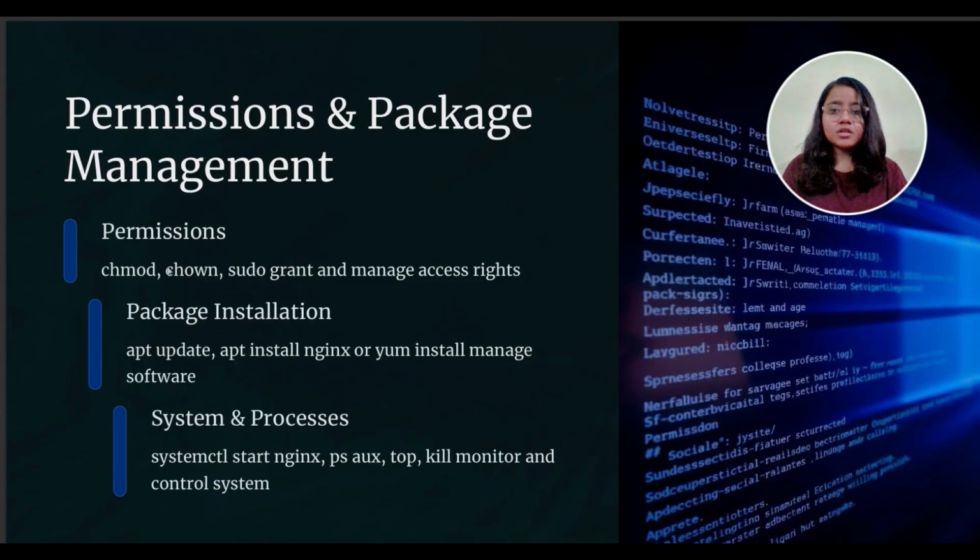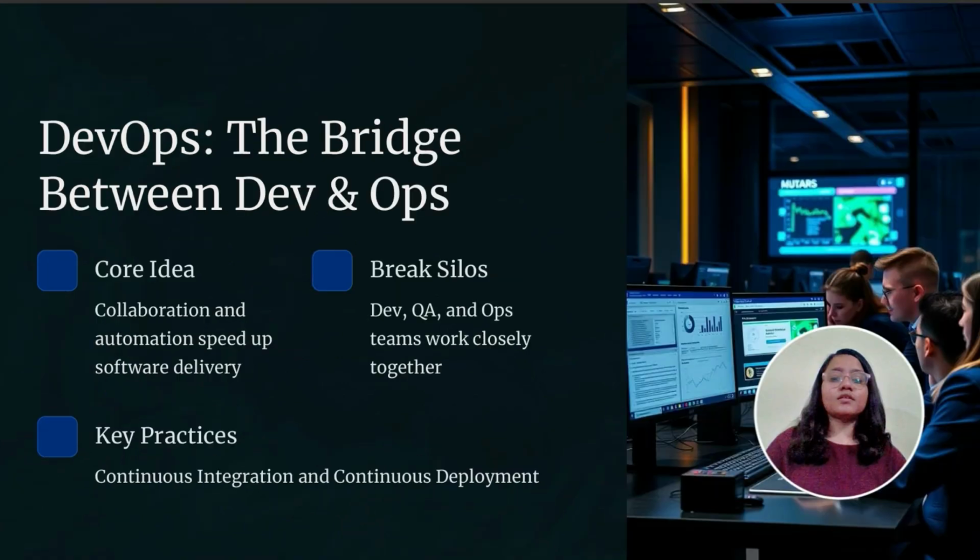So for permission, chmod, chown, sudo grant and manage the access rights. Then apt update, apt install nginx or yum install will manage the software and install the required software. Then systemctl start nginx, it will start our nginx server. Then there are commands like kill to manage processes, and top to monitor them. These are Linux basic commands.